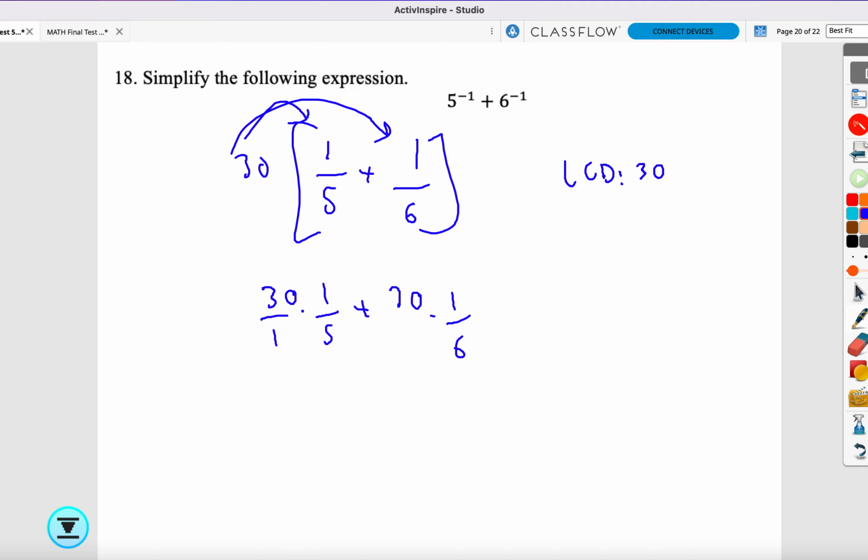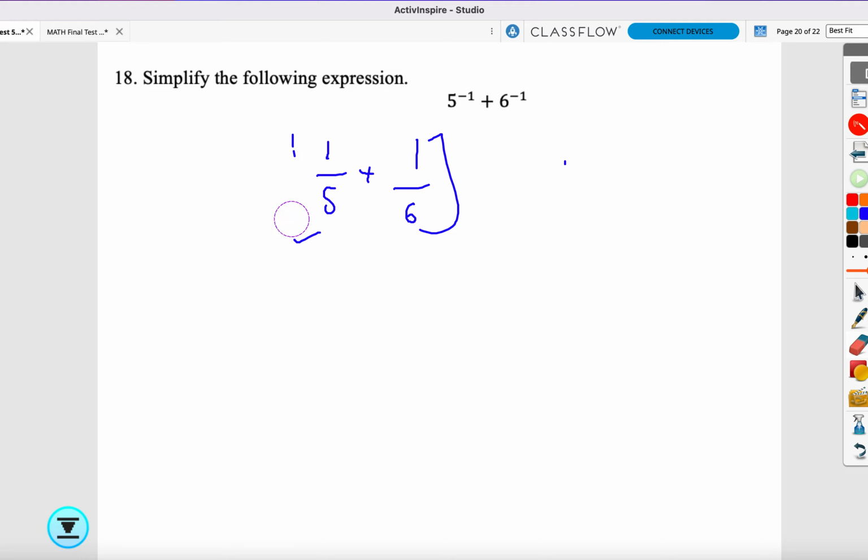Well, to add the fractions, we want to get the same thing, right? So let's see, what if I don't do LCD? What's another way I could do this? Because I want the same denominator to add, right? So if I want the same denominator, I want to make this into a 30, right? So I'm going to multiply this by 6 over 6, because this is the other denominator. And I'm going to do this 5 over 5.